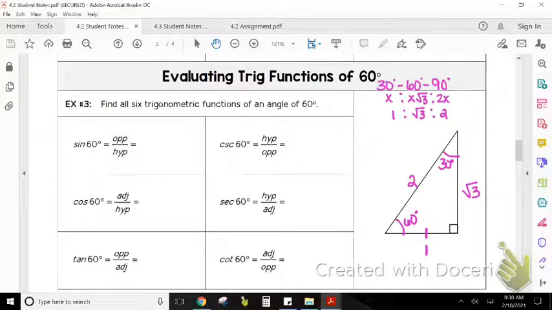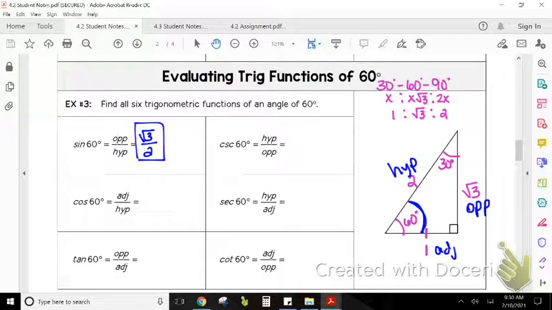All right. So our angle of interest this time is the 60-degree angle. And so if there's my 60 degrees, then I know that this side over here is opposite. The bottom's going to be adjacent to it. And our 2 is our hypotenuse. So let's find our 6 trig functions for 60 degrees. So sine of 60 degrees, we know that it is opposite over the hypotenuse.